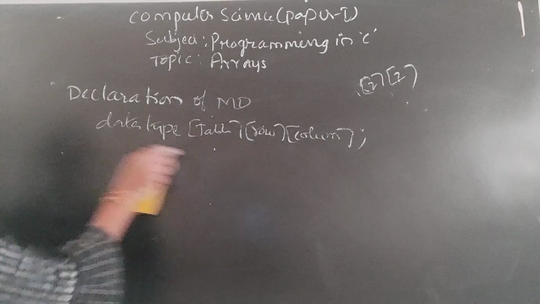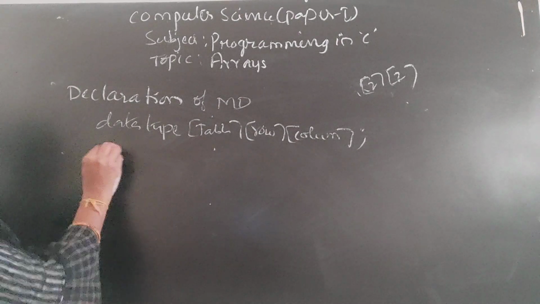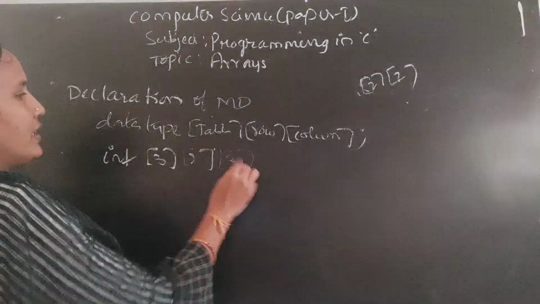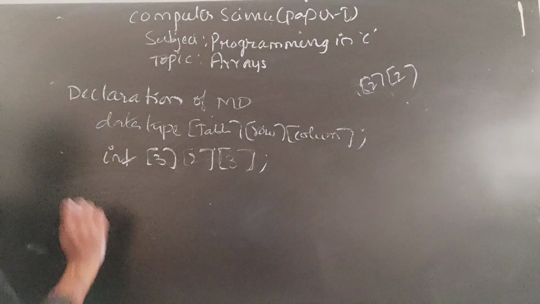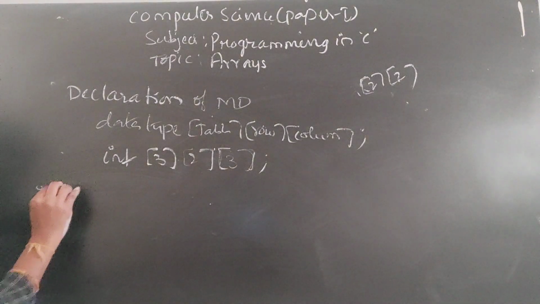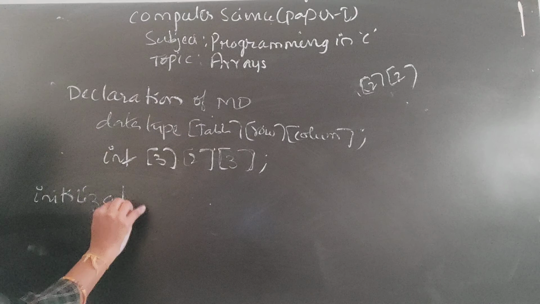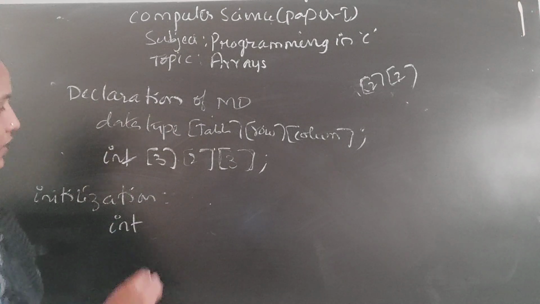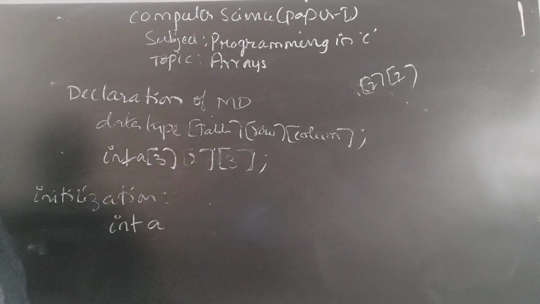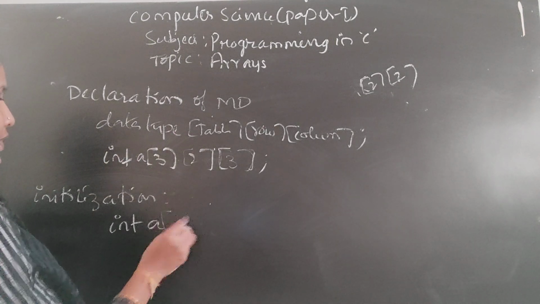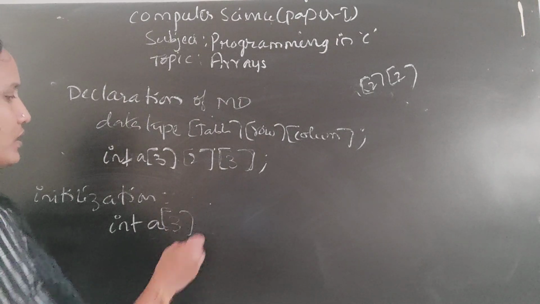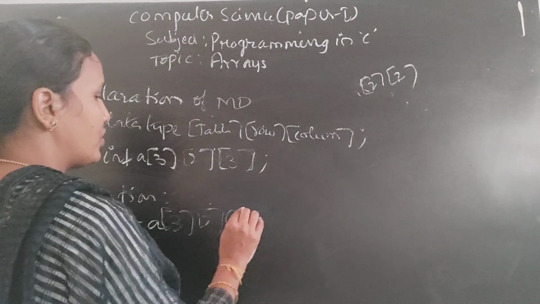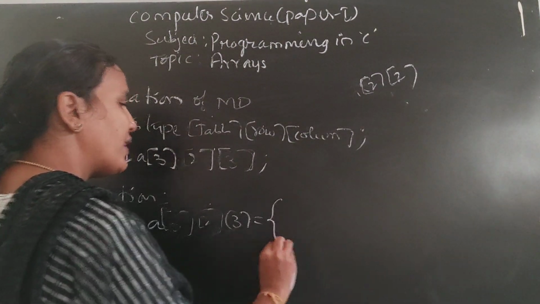Before this, I will give you an example. Int, I want 3 tables, 2 rows, 3 columns in each and every table. Now, come to the initialization. Initialization is assigning values to the array elements. Data type is int. I have not given the name of the array. Int a. I want 3 tables, 2 rows, and 3 columns in each. Then the initialization will be a block of elements.